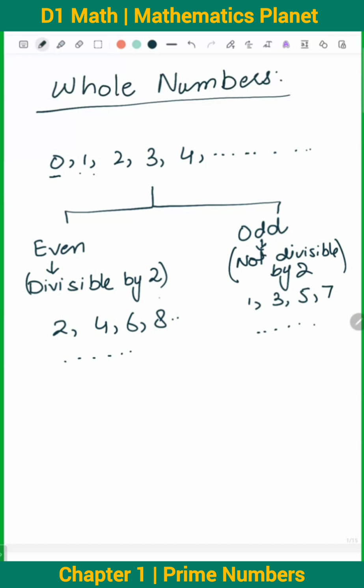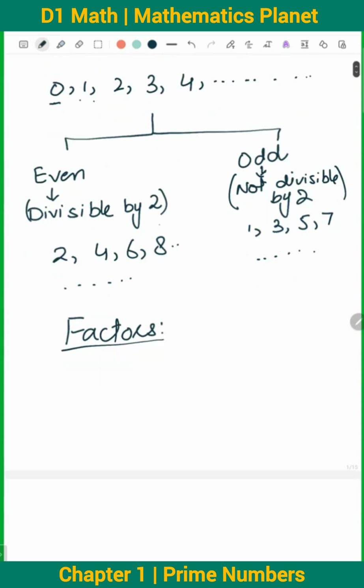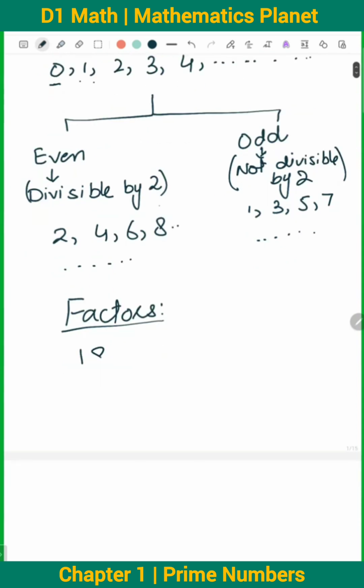Now after this, coming to factors. So now coming to factors. What are factors? So let's suppose I have a number 18. How many factors does number 18 have? So 18 can come in the table of 1. Every number comes in the table of 1. So 1 is a factor of every number.